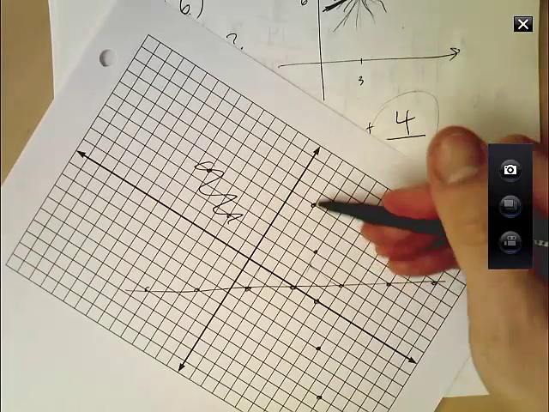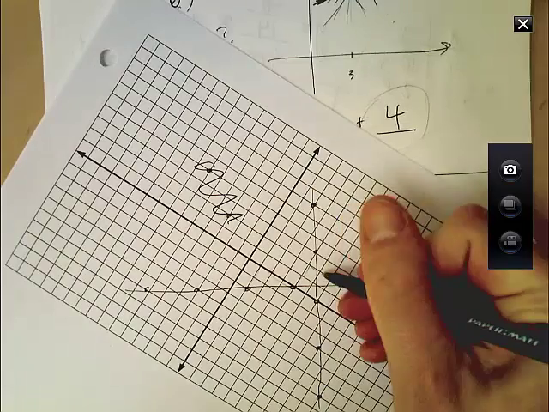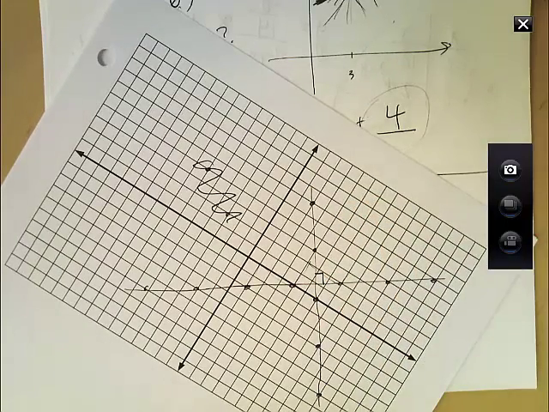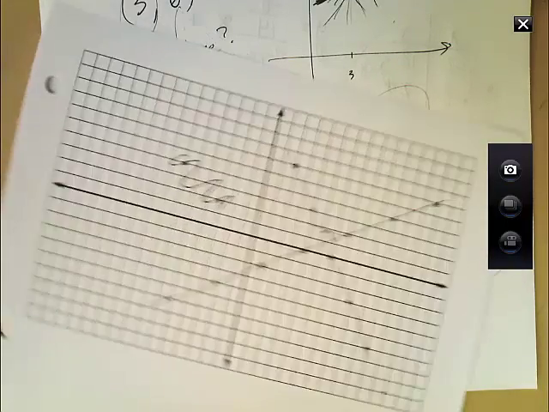Look at this. Look at that angle. Boom. 90 degrees. Try it. You could do that with anything.